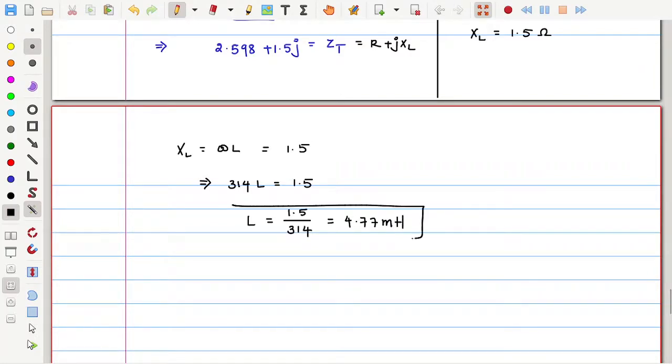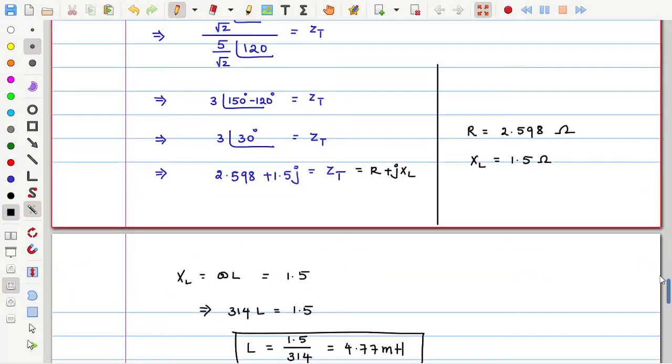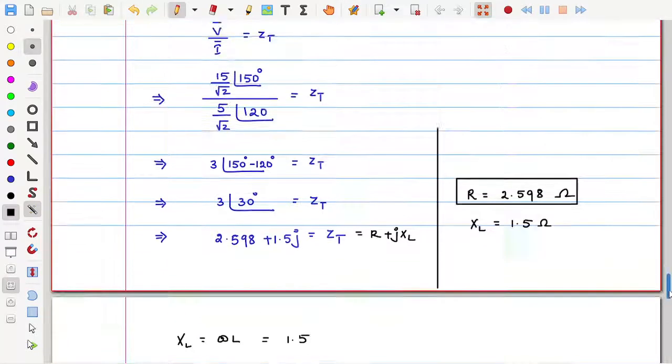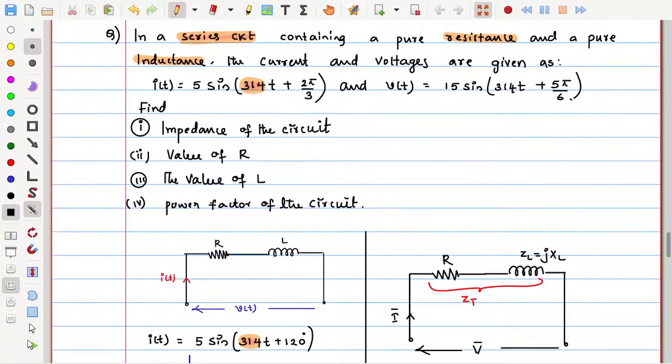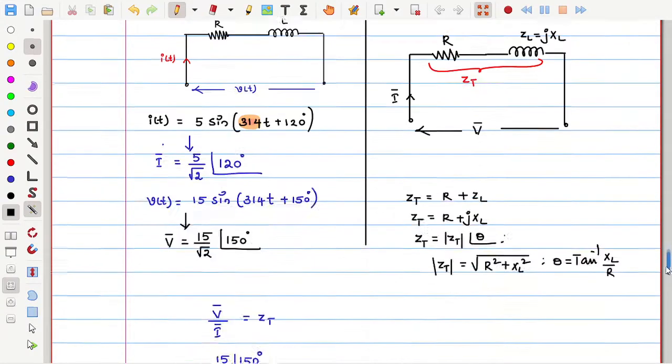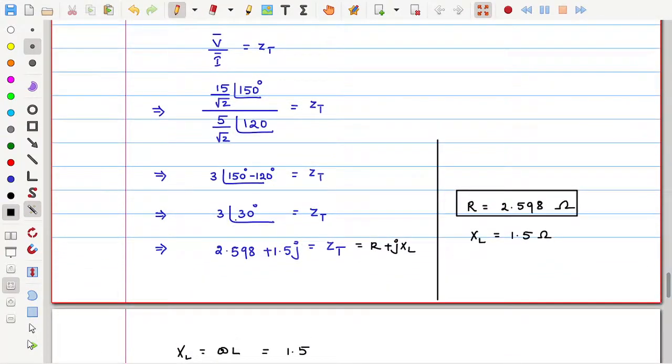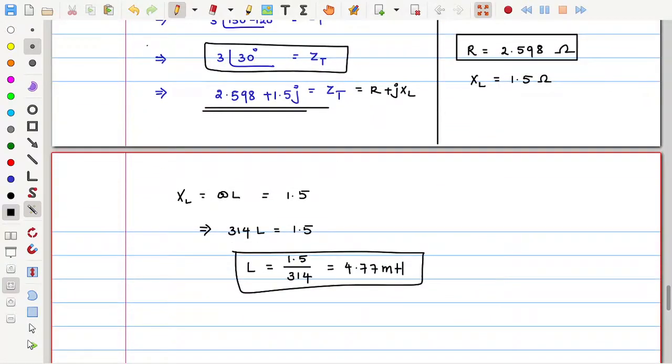So I got the resistance value and inductance value. See here, initially I got inductive reactance, and when I expand that, I got the inductance value. So what is the question? Impedance of the circuit, which we already got here. How much is the impedance? 3 at an angle of 30 degrees. If you need that in rectangular form, you can consider 2.598 plus 1.5 j. Okay, so this is the first question.